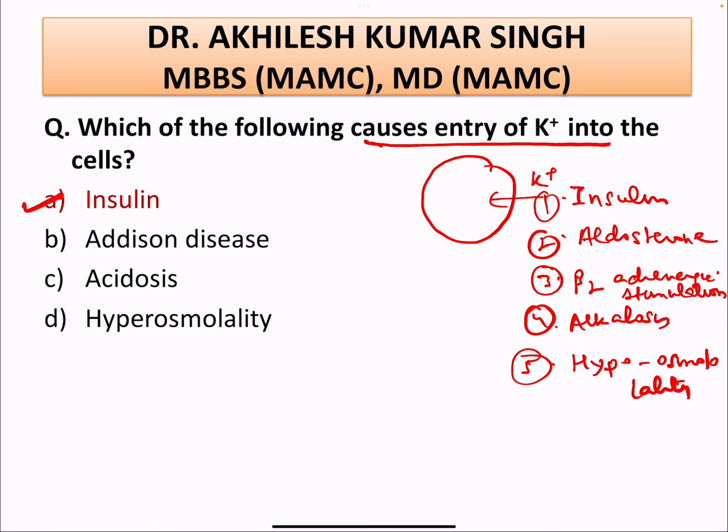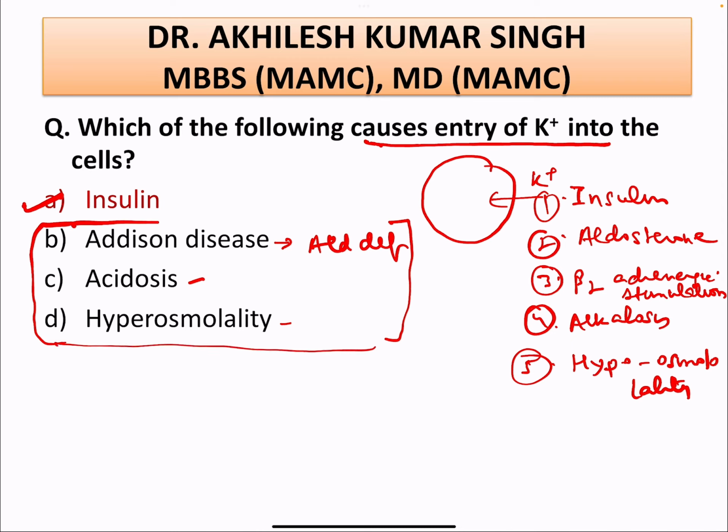So here option matching is the insulin. Addison disease, which is due to aldosterone deficiency, acidosis, and the hyperosmolality. So these three factors will shift potassium out of the cell. So insulin will shift the potassium inside the cell. So in this question, the correct answer is A, because it is asking which of the following causes entry of potassium into the cell.